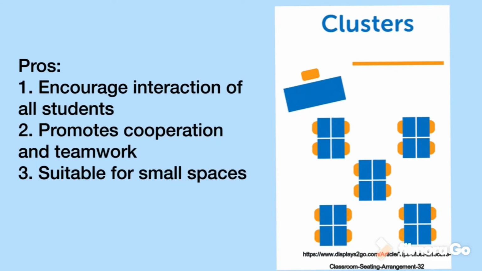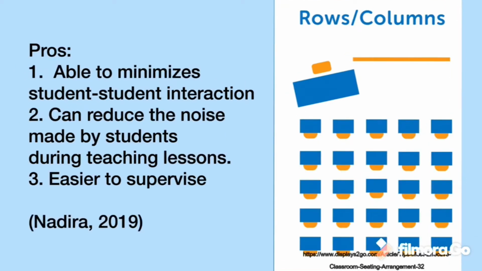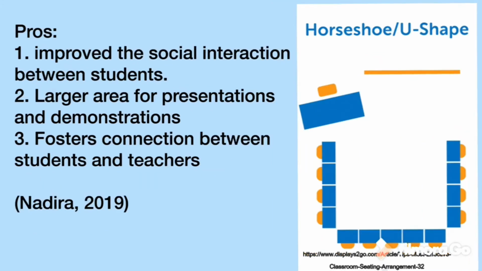So the first one is clusters that encourage interaction of all students, promotes cooperation and teamwork, and suitable for the small space. The second one is row or column that are able to minimize student-student interaction, can reduce the noise made by students during the teaching lesson, and easier to supervise. And the last one is horseshoe or U-shape that improve the social interaction between students, larger area for presentation and demonstration, and foster connection between students and teachers.